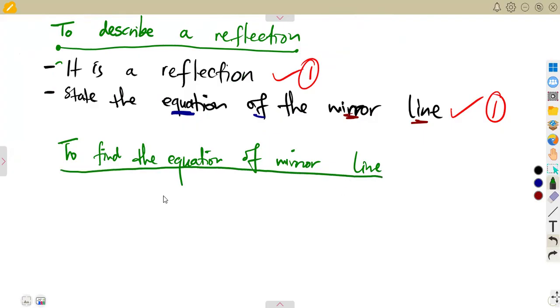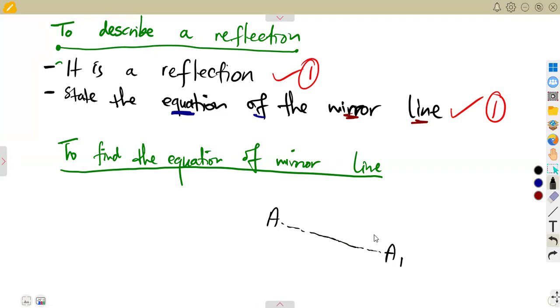the first thing is we need to know the mirror line first. How am I going to know the mirror line before finding the equation? Remember, you have joined A to A1, B to B1, C to C1. These are the points that you have joined on your diagram, object and image. So let's take a consideration between just 2 points, A and A1. We have joined these 2 points like this.